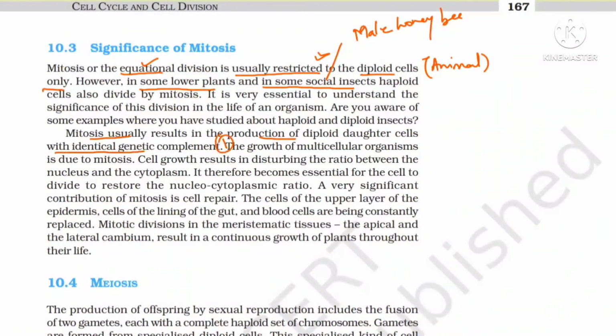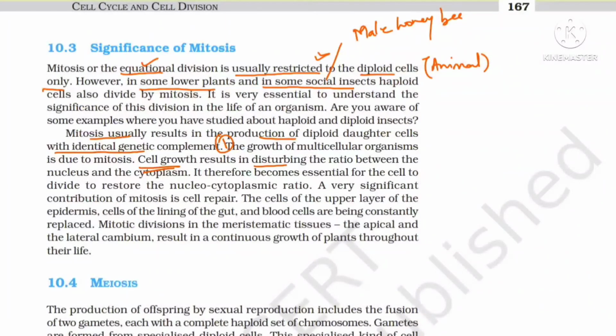Growth of multicellular organisms is because of mitosis, and cell growth results in disturbing. If you know, cell growth means cytoplasmic growth. Cytoplasmic growth means the cytoplasm is becoming big in size, while the nucleus is not able to increase. So nucleus control is disturbed. That is why the cell decides to divide, because generally the cell prefers to be small in size so that the nucleocytoplasmic ratio should be very good. They want a high nucleocytoplasmic ratio.